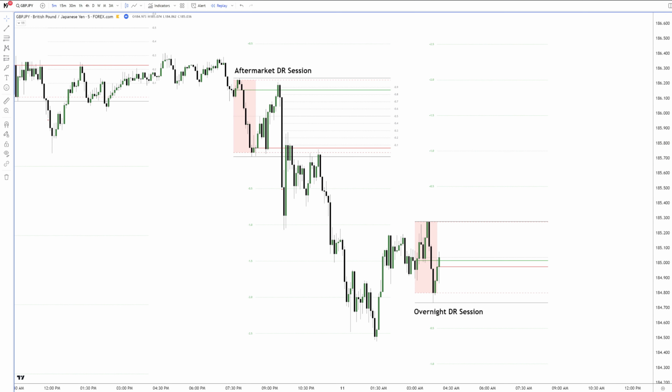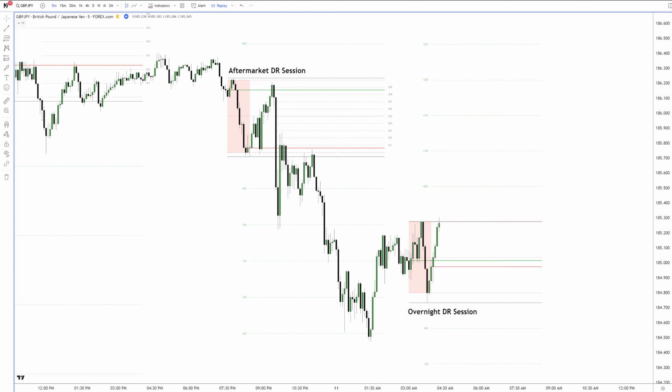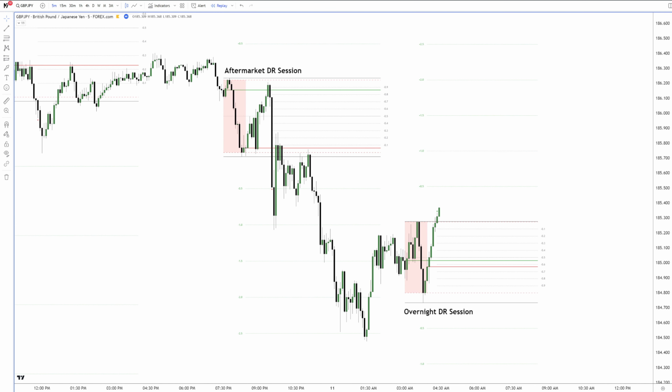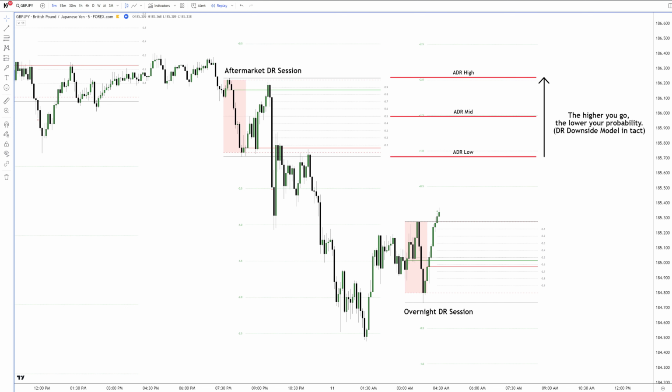1.5. Moving into the ODR session, we saw another red DR box, but this time price quickly confirmed longs with a higher probability for the session. While this indicates a shift towards looking for longs, we need to keep in mind that the overall picture still points to a DR downside model being intact. This means we should be selective with our targets and remember that the ADR levels may be very sensitive to price action because of the DR downside model being intact. In this scenario, the higher you go with your targets, the lower your probability becomes.